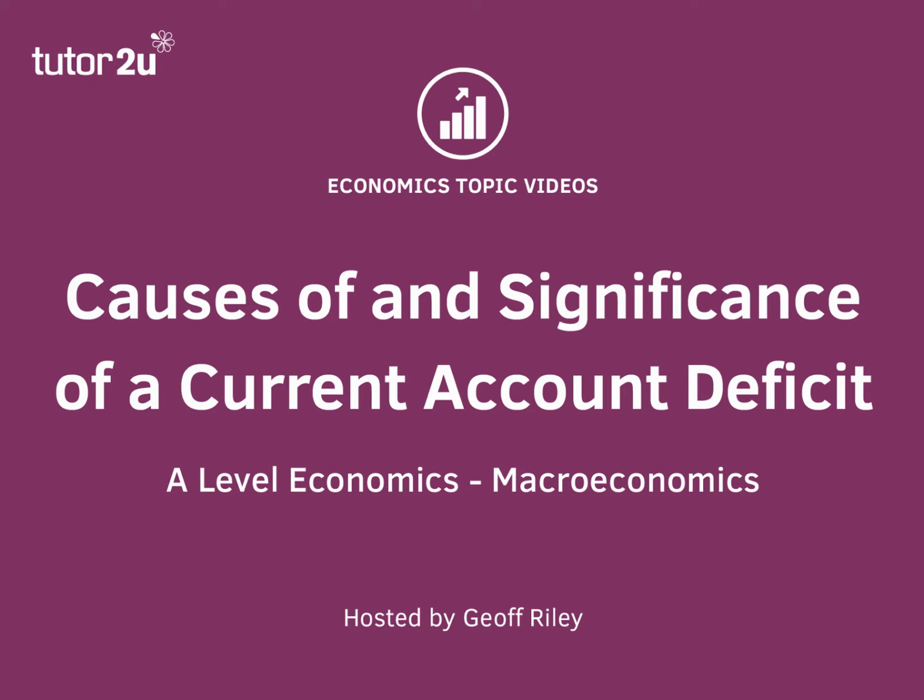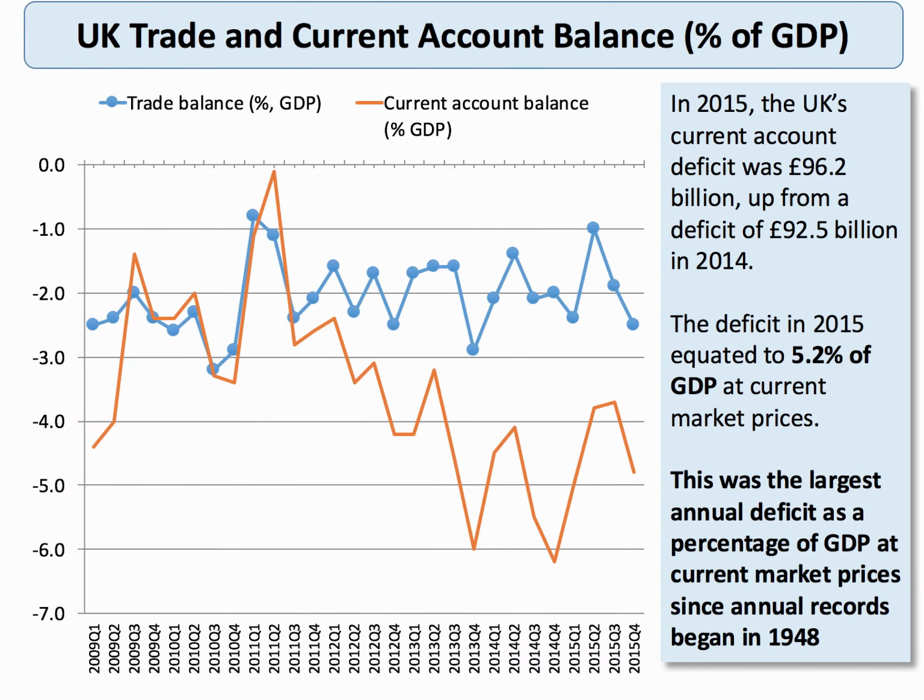Hi there. In this topic video, we're focusing on the balance of payments and in particular the causes of and the significance of a current account deficit. Here are the figures for the UK. You can see if you follow the blue line that our trade balance in goods and services is in deficit and it averages around 2% of our GDP most years.